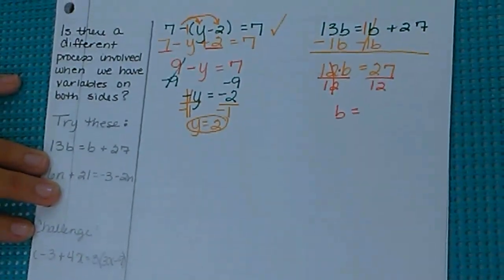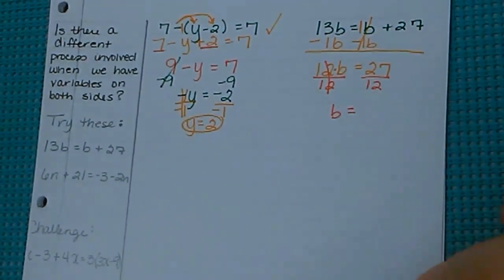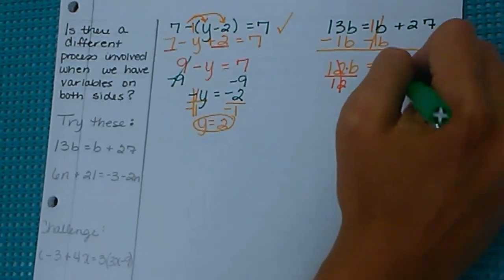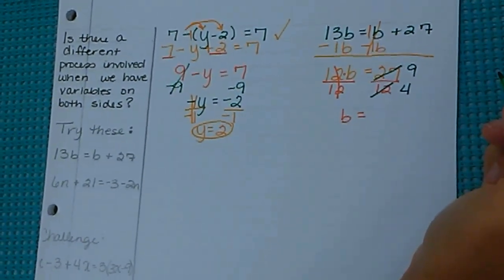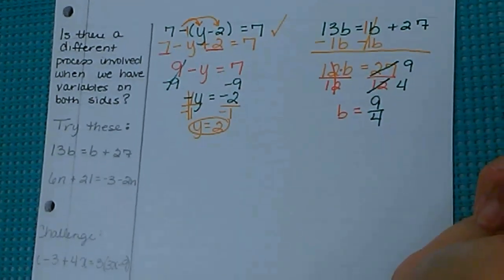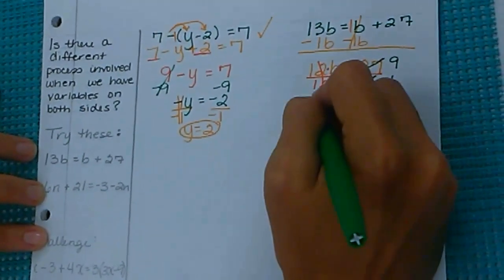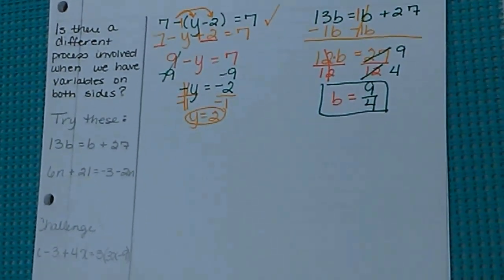And now I want to look. 27 and 12. What number goes into both? I'm thinking 3. 3 goes into 12 4 times. 3 goes into 27 9 times. 9/4. And just leave it. You do not have to change to mixed numbers, okay? I'm totally fine with improper fractions because a lot of times stuff ends up simplifying.